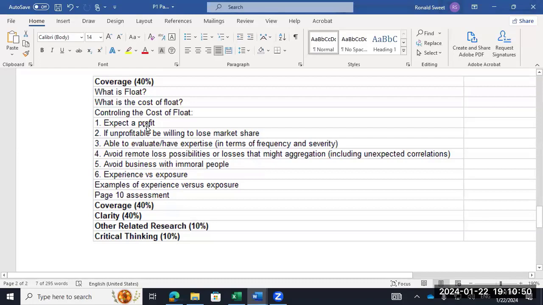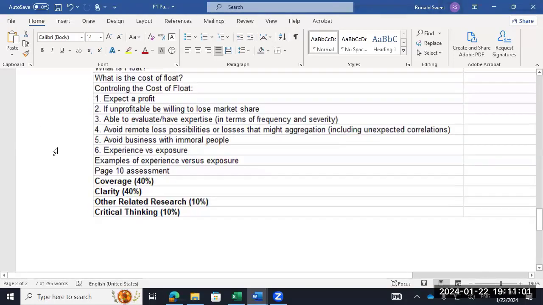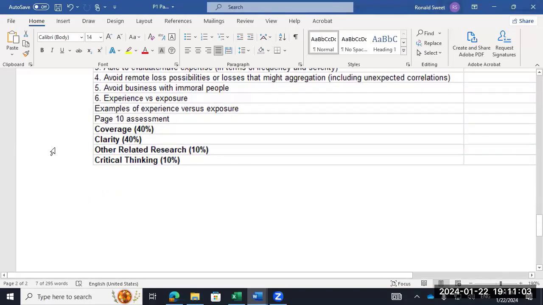Number 1, expected profit. Or first, expected profit. Second, whatever. You have a title, it's expected profit, and then you say, the first item I'm going to discuss is expected profit. So be very, very specific on what you're writing. The last thing you want the reader to do is say, okay, where am I now?